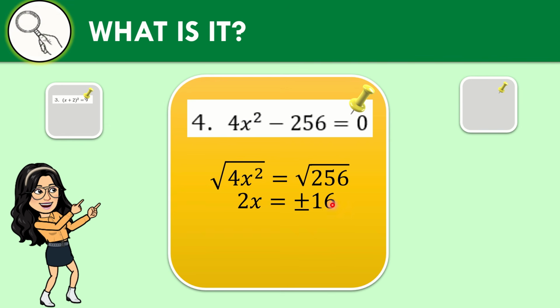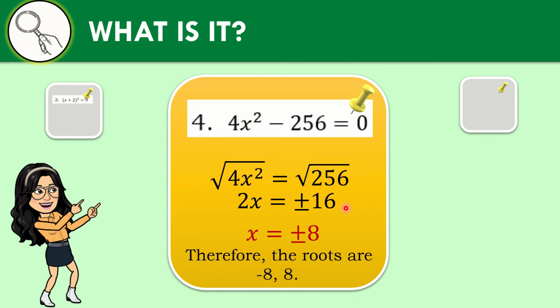The answer is 16. We still have 2 beside our x, and we are only looking for the value of x. So what would be our next step then? Great. Correct, we divide both sides by 2 so that we are left with x on the left side of our equation. So 16 divided by 2 would give us an 8. So the final answer is x is equal to plus and minus 8. So our roots are negative 8 and positive 8. So that's how we solve this problem.